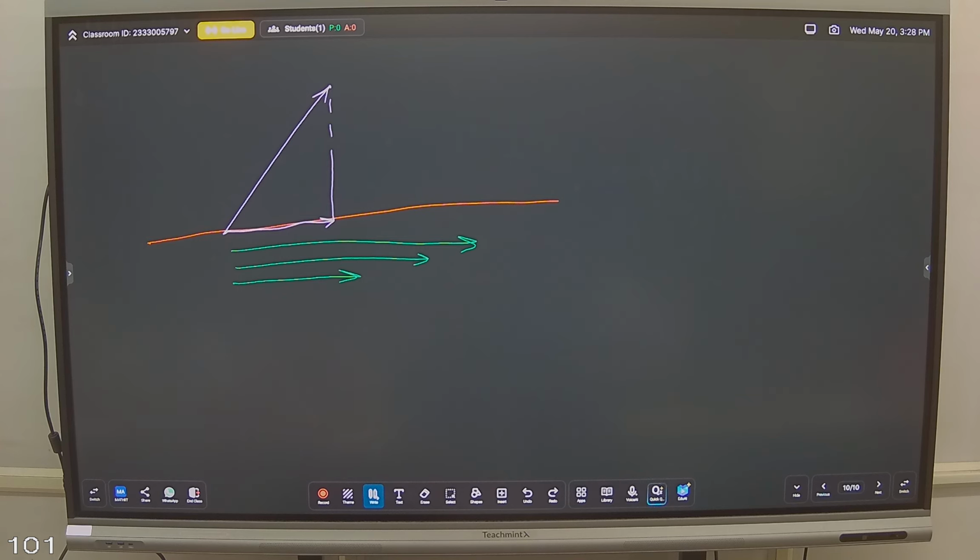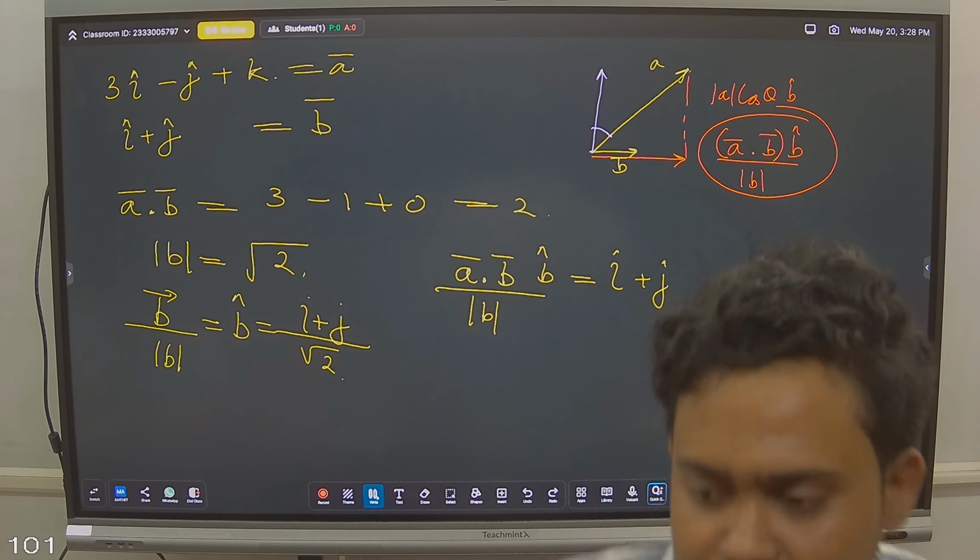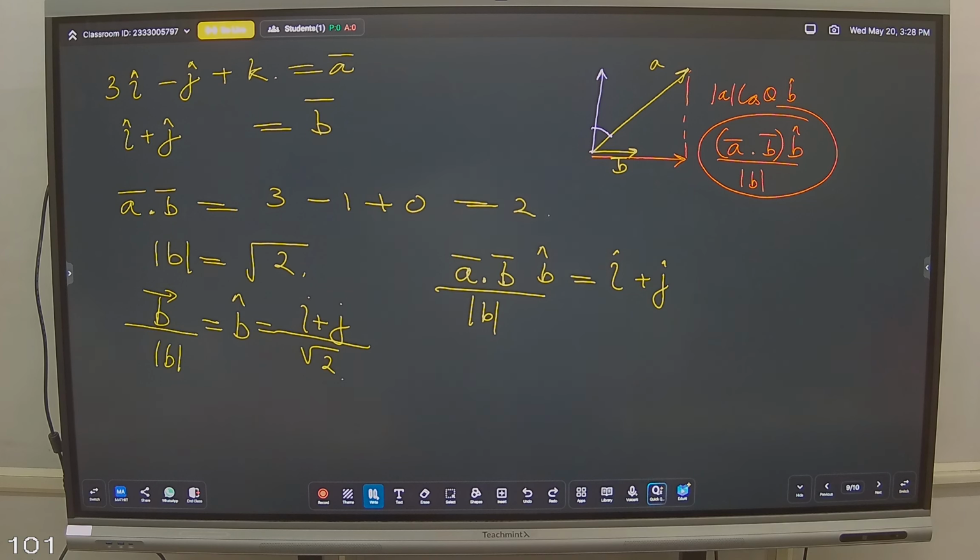So Alok, did you find it? Wait. Did you find the component of A perpendicular to B? Of A along B means we have to find the direction for that vector along B. So you might want to rephrase that, because that's not exactly what it meant. You have to find the component of A along the direction of B. Okay. Direction of B. Yes.